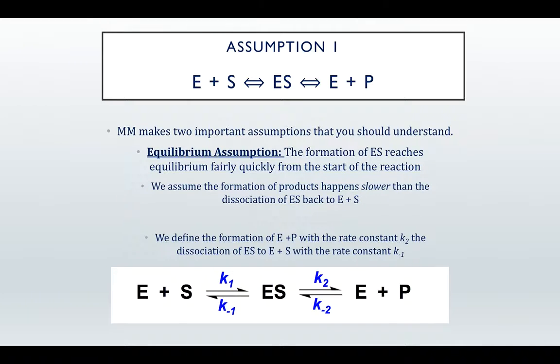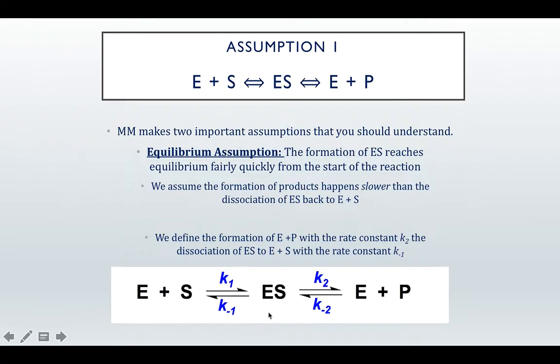We're actually going to start with the assumptions because Michaelis-Menten makes two important assumptions you need to understand. The first one is the equilibrium assumption. This is saying that the formation of enzyme substrate complex reaches equilibrium fairly quickly from the start of the reaction, okay? So it also is allowing us to assume that the formation of products over here happens slower than the dissociation of enzyme substrate back to reactants, right? So it's saying this forward is slower than this backwards, right? So K2 is smaller than K negative 1.